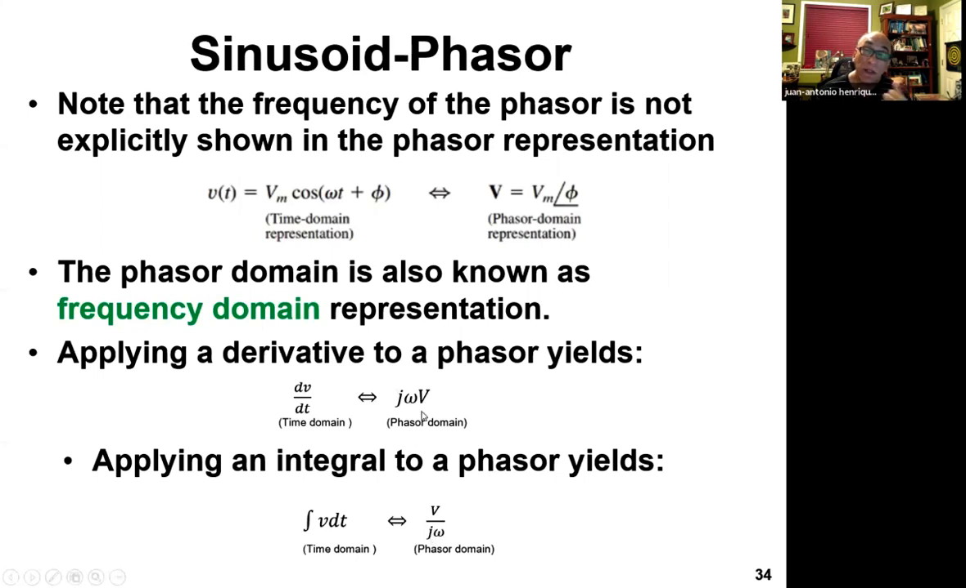In other words, multiplication in the frequency domain by j omega is the same as differentiation in the time domain. And division by j omega in the frequency domain or phasor domain is the same as integration in the time domain. And you'll see how this is applied.